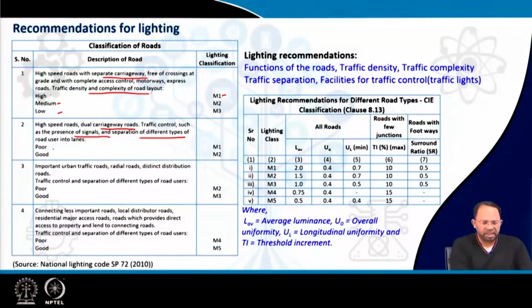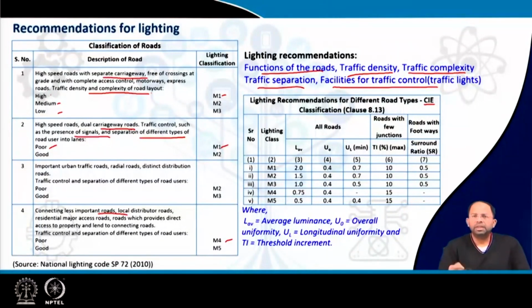Then if the segregation in lanes is poor, we go for M1. If it is good, we go for M2. In the same way, for other roads like less important roads and local distributor roads, we can go for M4 or M5. Now, these are CIE lighting recommendations based on CIE classification, and you can see that based on the function of the road, traffic density, traffic complexity, traffic separation, and facilities for traffic control, we determine what sort of lighting levels should be used. So here you see the lighting class is given as M1, M2 to M5. So multiple parameters are measured.